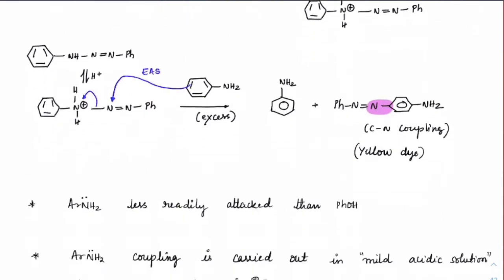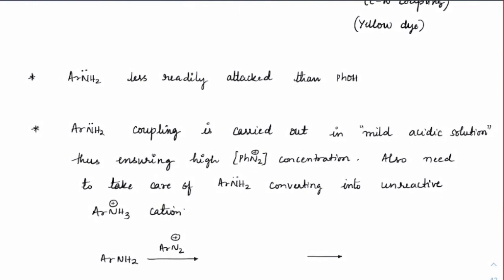So what are the important pointers here that need to be noted? If you compare aniline with PhOH, PhOH will make a better reaction compared to aniline, although aniline is more strongly donating. The reason is PhOH will form the phenoxide ion first, and the phenoxide ion is much more strongly donating as compared to aniline. Second, we should carry this out in mild acidic conditions.